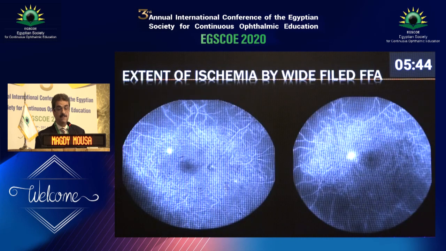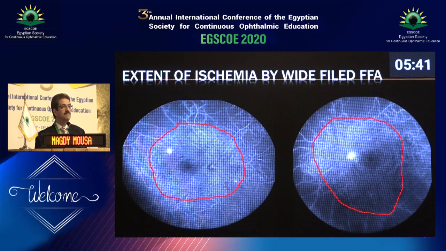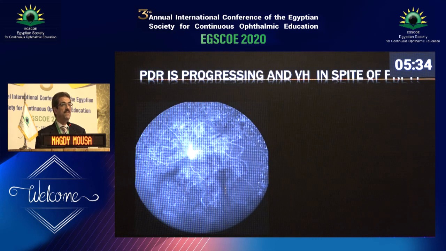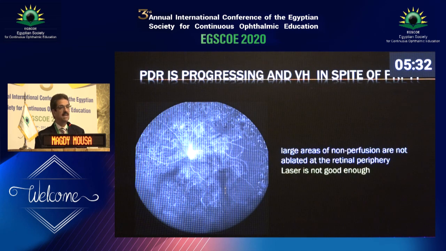So wide field is very important in these cases, and it can tell us how much ischemia at the periphery, which sometimes we ignore, and it is the cause of recurrent diabetic macular edema. Sometimes we do laser, and we think this is adequate laser, but sometimes this laser is not adequate because we missed a lot of things in the periphery, and that's why the new vascularization is not regressing.